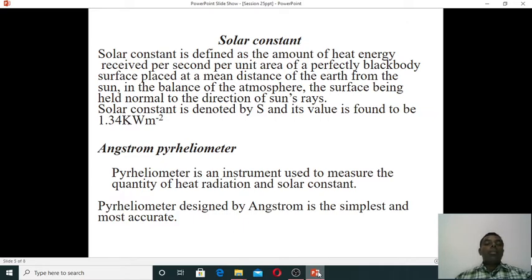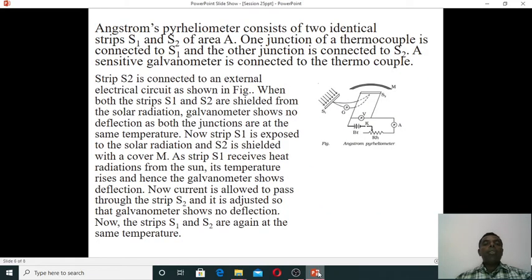This solar constant can be determined by the Armstrong pyroheliometer. Pyroheliometer is an instrument used to measure the quantity of heat radiation and solar constant. The pyroheliometer designed by Armstrong is the simplest and most accurate. It consists of two identical strips S1 and S2 of area A, as shown in the figure. One junction of a thermocouple is connected to S1 and the other junction is connected to S2. A sensitive galvanometer is connected to the thermocouple. The strip S2 is connected to an external electrical circuit as shown in the figure.